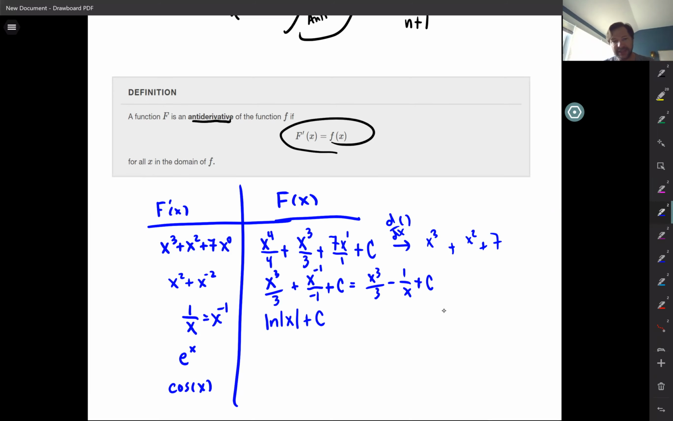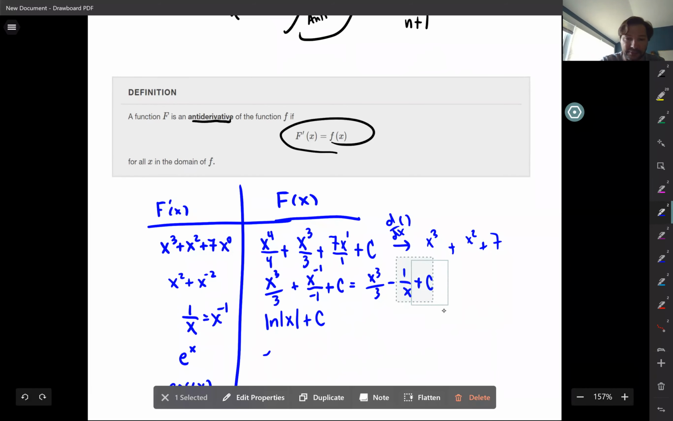Okay, what about e to the x? You guys should all know the derivative of e to the x is e to the x. So the integral, or the antiderivative of e to the x, is e to the x plus c, okay? And just check your work that when I take the derivative of that, I'm going to get e to the x, and the derivative of c is 0, so that's back to where we wanted to be.